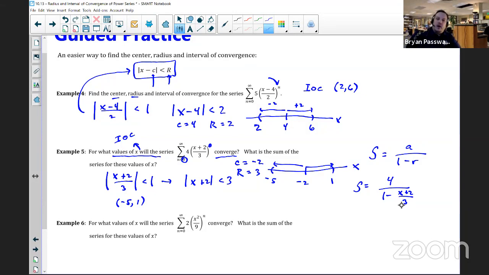And r in this case is going to be just x plus 2 over 3. This is our sum, and we can leave it like this. We don't have to simplify it. Basically, for any x value between -5 and 1 that I plug in here, I know the sum would equal whatever this is if I plugged in the same value of x, right? This formula would only work for x values that are between -5 and 1.